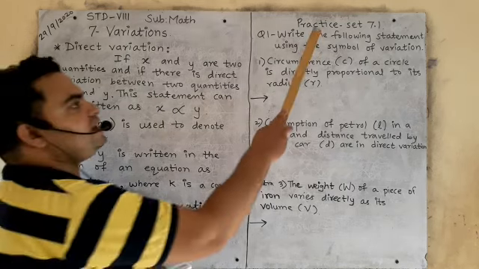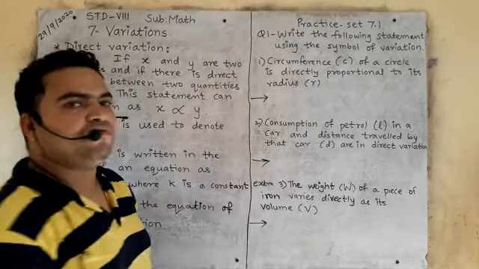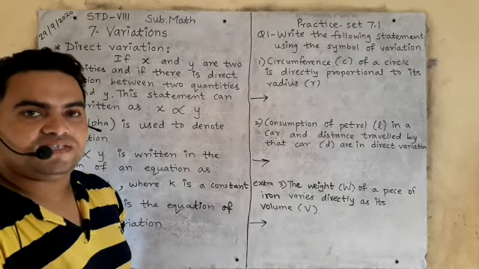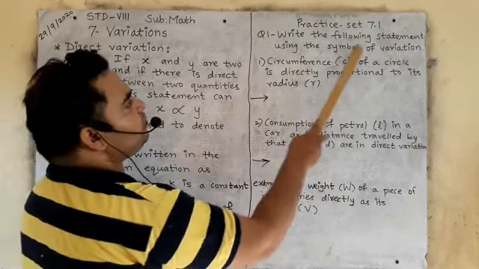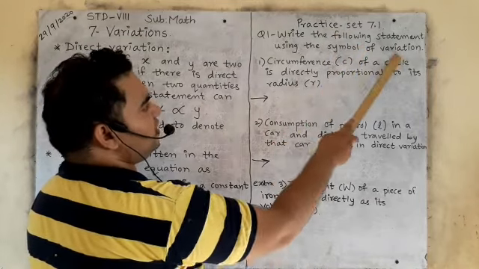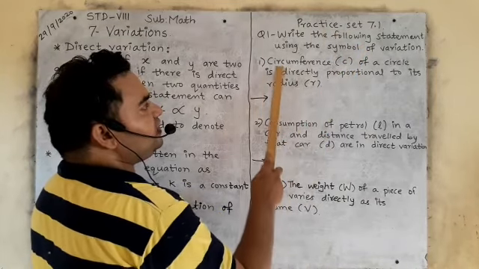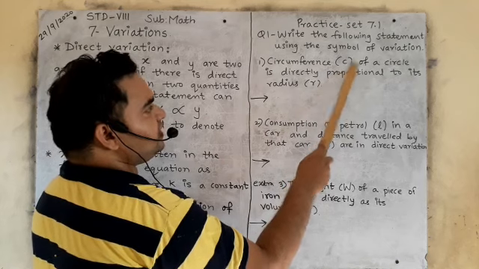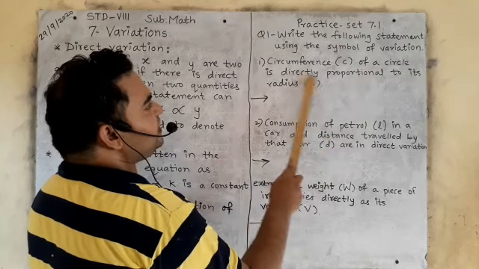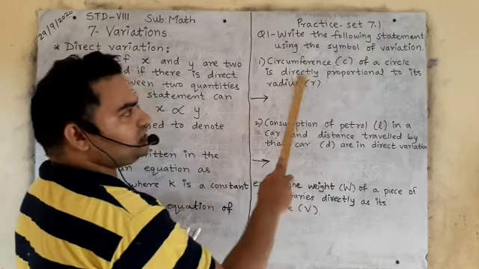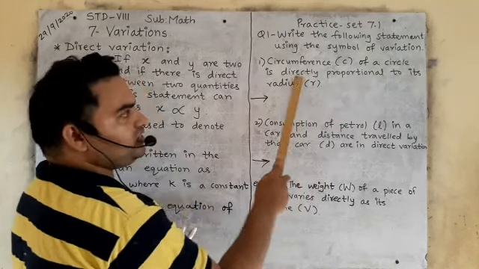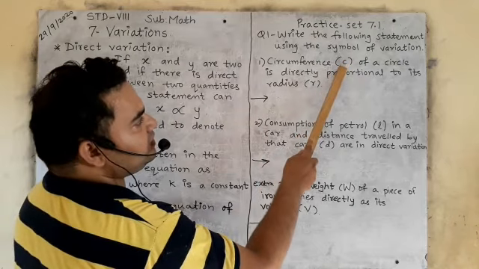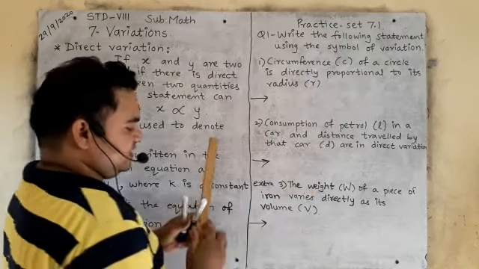Now we will start practice set 7.1, question number 1. We have to use symbols. Write the following statement using the symbol of variation. Read it very carefully. Circumference, that is small c, of a circle is directly proportional to its radius r. In the question, what word comes? Directly. So which is the first variable? That is c.